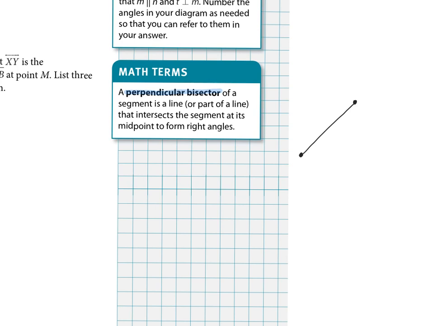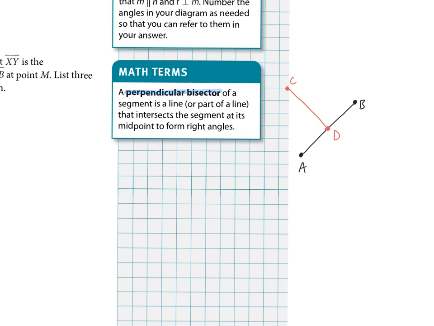All right, so we have our segment. Now, our perpendicular bisector. It can be part of a line. It can actually be just the segment of a line, but it's going to intersect this segment at its midpoint to form right angles. So let's say I label the segment we have as AB. And let's say I create another segment. We're going to call that CD.